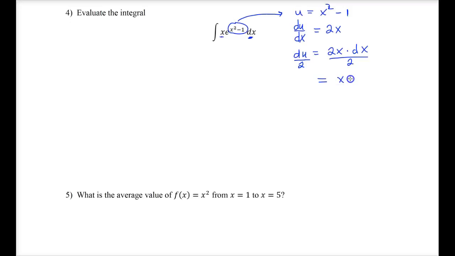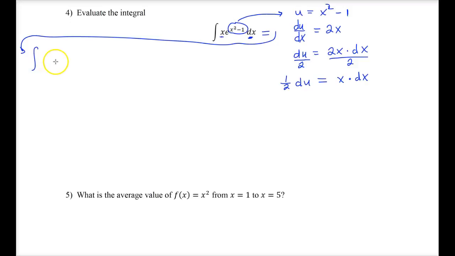And of course here, this would just be x times dx, and du over 2 is the same thing as just 1/2 times du. And so now we have a way to express x times dx in terms of u, and we have a way to express x squared minus 1 in terms of u. And so now when we look at this, we can rewrite this integral this way. We would have e raised to the u times 1/2 du. And of course, that's much more simple to deal with than what we were dealing with before.